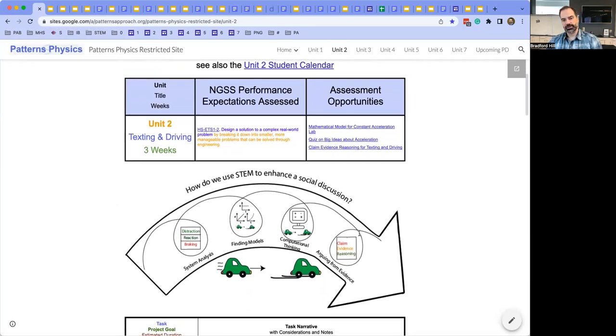And then here, let's talk about the storyline. So this storyline comes from, if you can get buy-in from the health teacher, that they want to have some data around texting and driving. So often texting and driving is kind of a shock and awe, scary commercial. So we want to have some numbers around that. So our essential question is, how do we use STEM to enhance a social discussion?